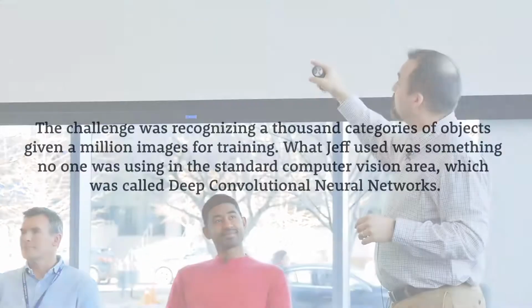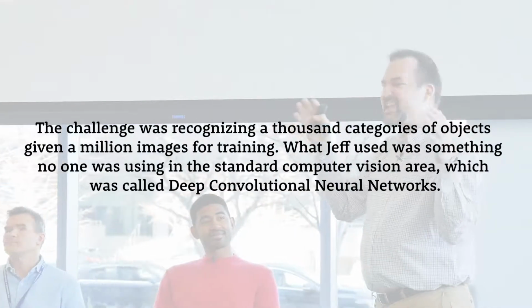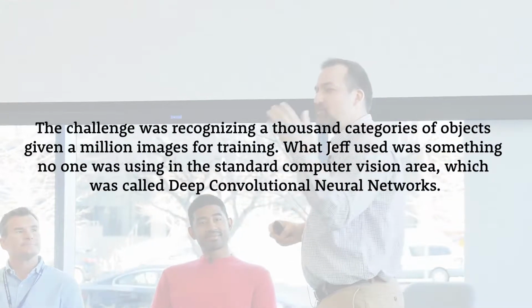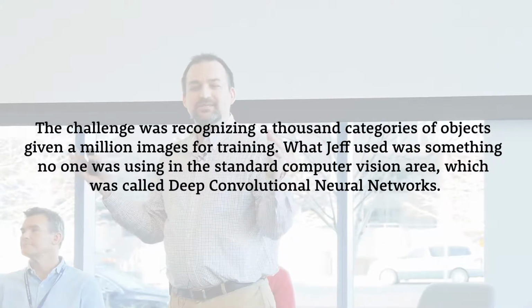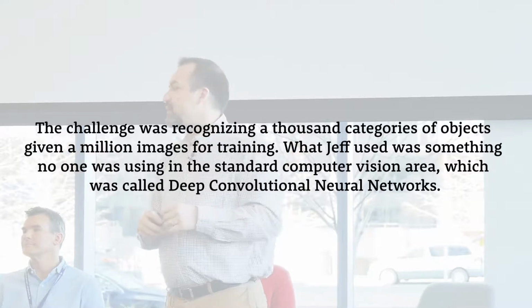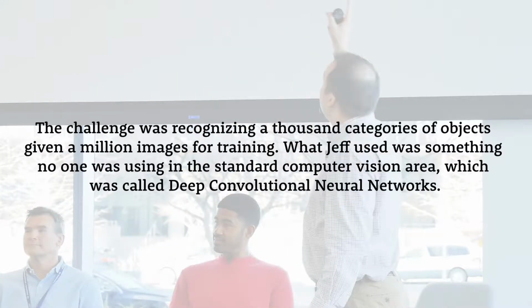But Geoff Hinton and his group entered a major image recognition competition, and the story goes, on a dare. That competition was the ImageNet competition. This was a yearly competition run with all the top groups, both industrial and academic. And the challenge was recognizing 1,000 categories of objects given 1 million images for training. And what Geoff used was something no one was using in the standard computer vision area, which was called deep convolutional neural networks. Graham touched upon it a little bit.